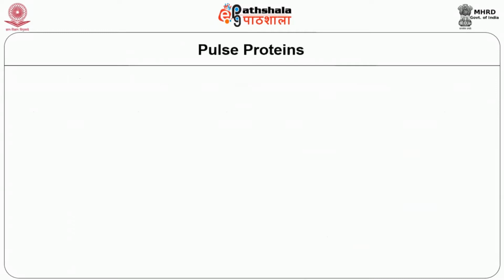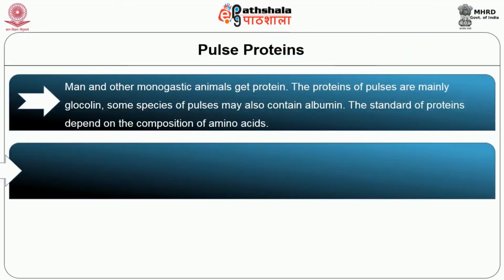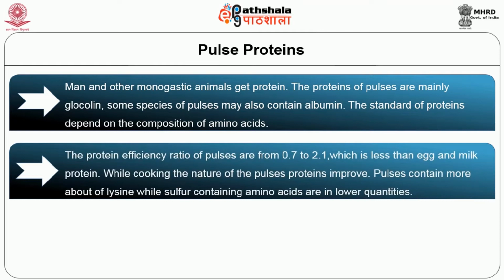Next one is proteins present in pulses. Man and other monogastric animals get proteins from them. The proteins of pulses are mainly glycinin. Some species of pulses may also contain albumin. The standard of protein depends on the composition of amino acids. The protein efficiency ratio of pulses is from 0.7 to 2.1, which is less than egg and milk protein. While cooking, the nature of pulse proteins improves. Pulses contain more lysine, while sulfur-containing amino acids are in lower quantities.